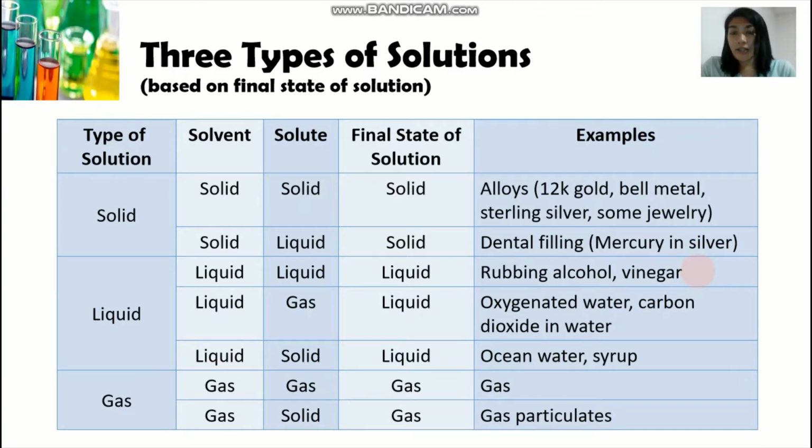The last type is gas. Gas to gas, the example is gas. You might be surprised, it's all gas. It's basically the air that we breathe in, which has other gas particles mixed in. For gas to solid, a gas solvent with solid solutes, examples of these are gas particulates. The pollutants, the small particulates, are included there.